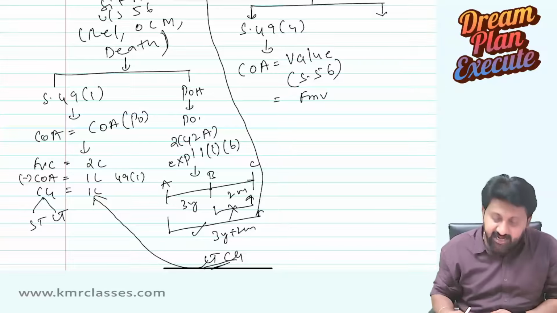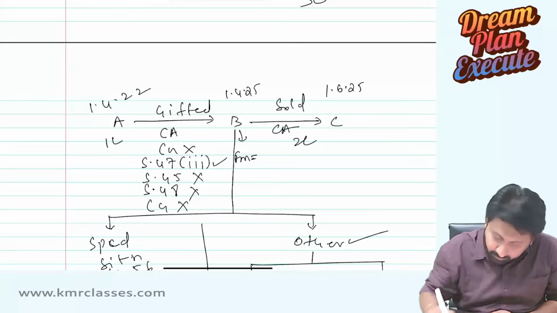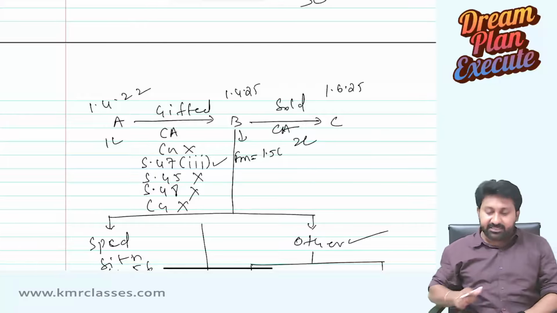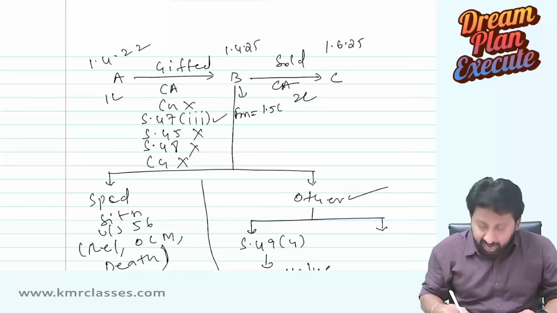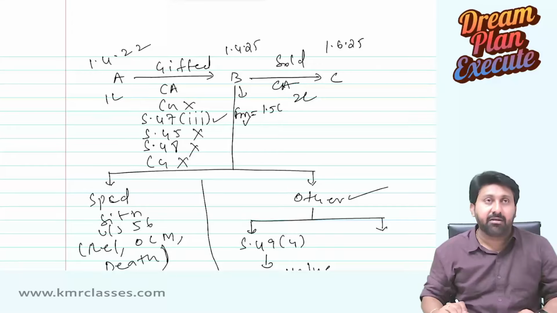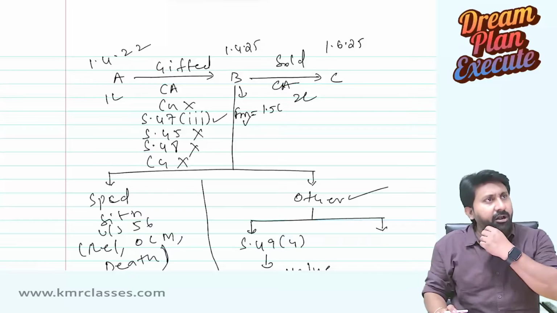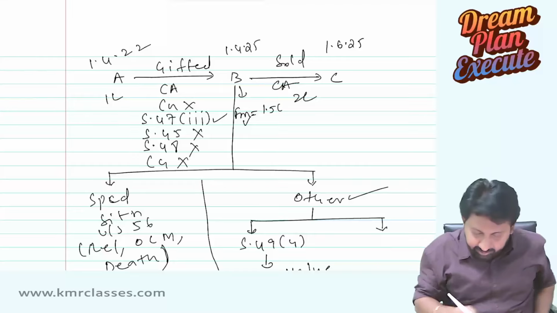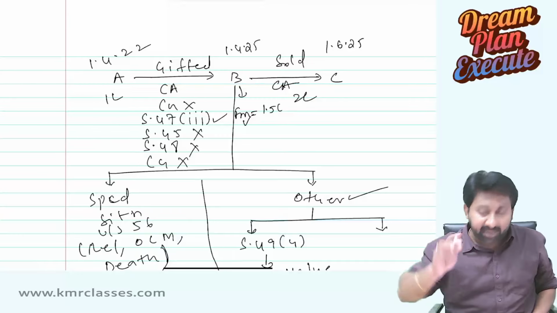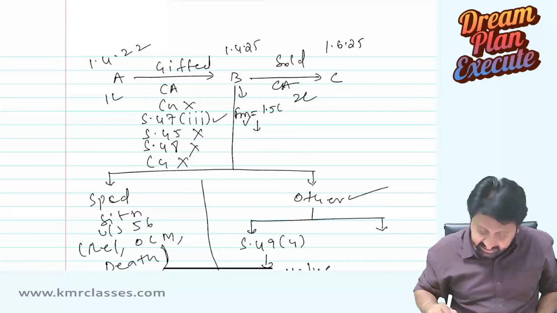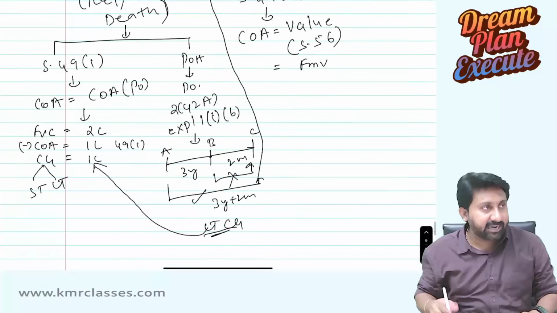Obviously, we need to consider FMV. Let us say FMV is 1.5 lakhs. So what will happen for this 1.5 lakh? It will be taxable under the head IFOS. Because it is exceeding 50,000, the full amount of 1.5 lakhs is taxed. This is assessed under the head IFOS. That value you have to consider.